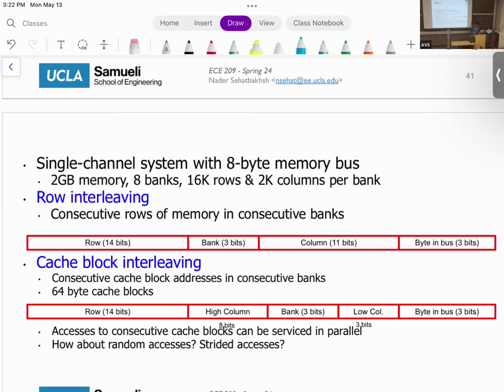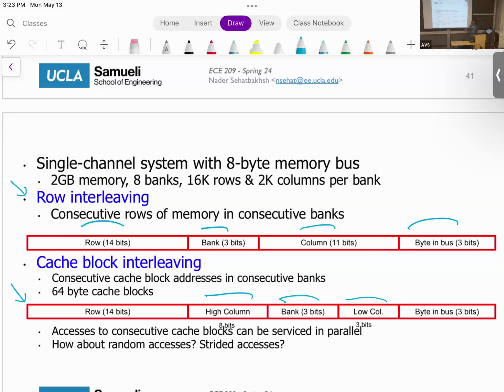So for example, I can have something like the bytes in the bus, the column, the bank, and the row, or alternatively, the column is divided into two parts and the bank is somewhere in the middle. This way I can make sure that the banks are more scattered. The first one is usually what we call row interleaving, where we ensure that each row is interleaved to different banks. This one is usually what we call cache block interleaving, where we make sure that the blocks within the cache are mapping to different banks.